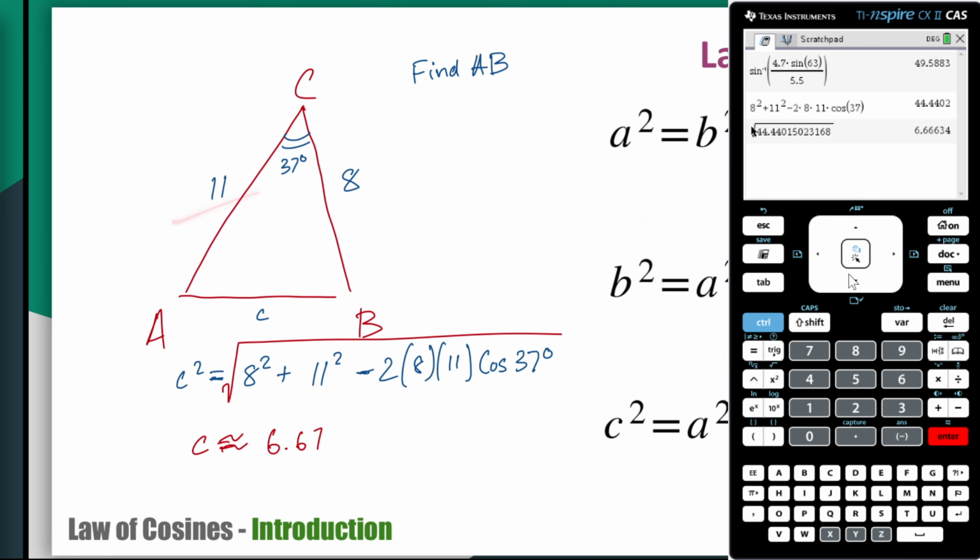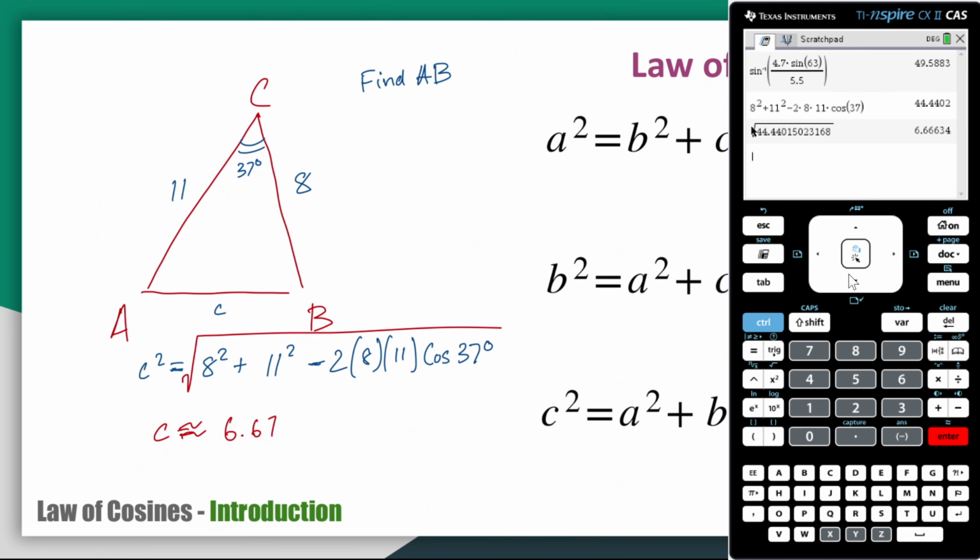And this side is 11, this side is 8. So this side should have the biggest angle. This should have the next biggest. And this having the smallest angle should have the smallest side at 6.67. Okay? So, it was a lot there, right? And I understand that, okay?